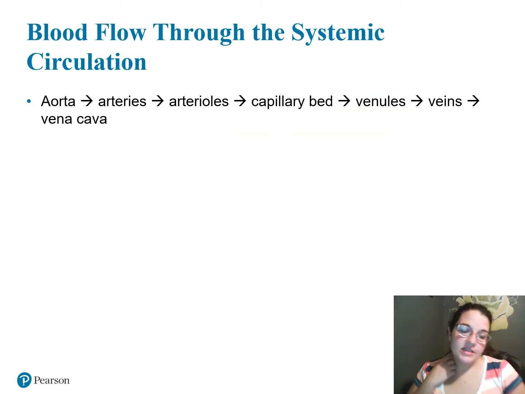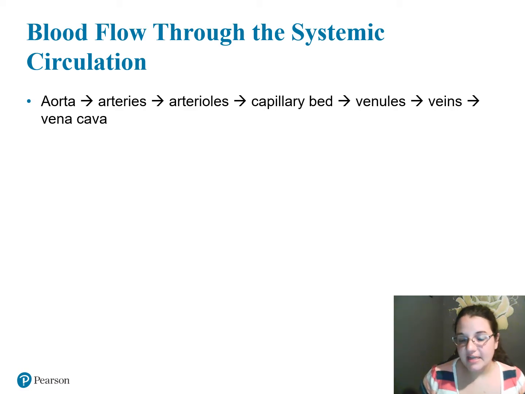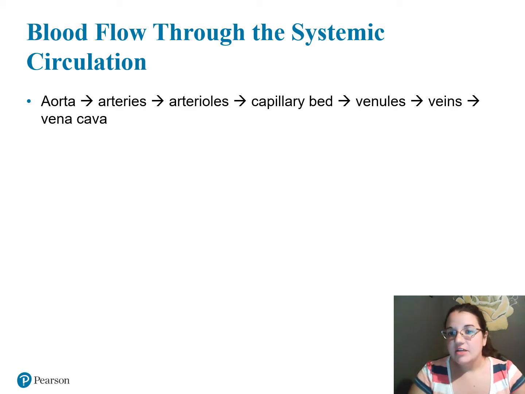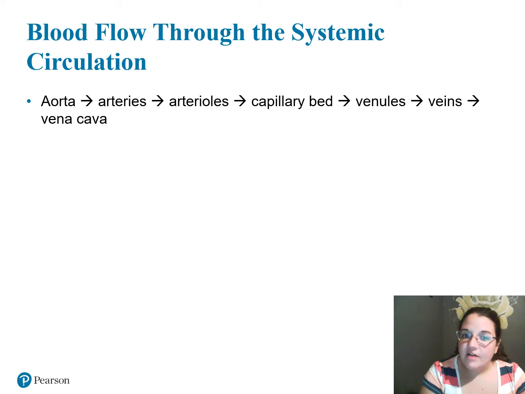Okay, so how does blood flow through the heart? We know the deoxygenated blood is going to go through the superior and inferior vena cava into your right atrium, through your tricuspid valve, into your right ventricle, through your pulmonary valve, through your pulmonary artery to the lungs, back into the left atrium through the pulmonary veins, through the mitral bicuspid valve to the left ventricle, and then out through the aortic valve to the aorta. But what happens from there?